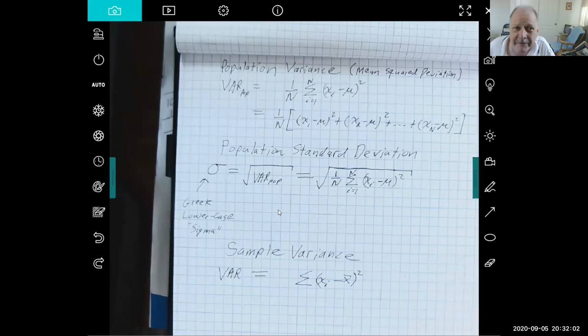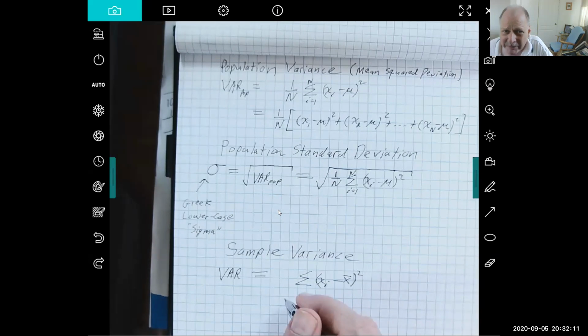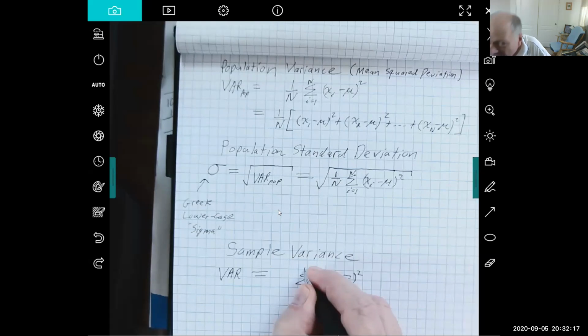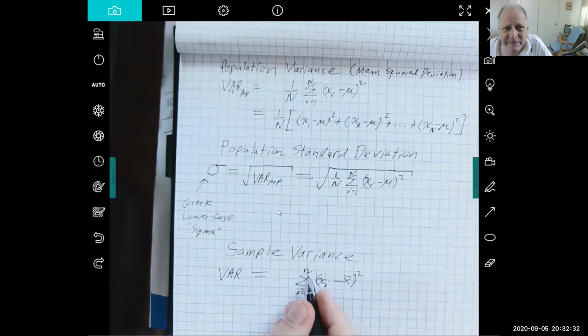So I'm adding up how far everyone is away from the mean. It's just the sample mean. And I don't have the big N. I don't have the millions in the population. I only have a little n, the sample size. So maybe instead of using 300 million US citizens, we're using 100 randomly selected US citizens. The little n would be the 100.